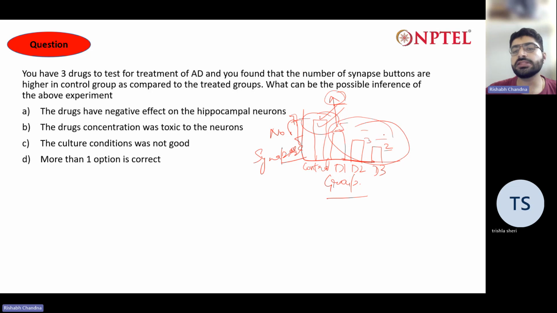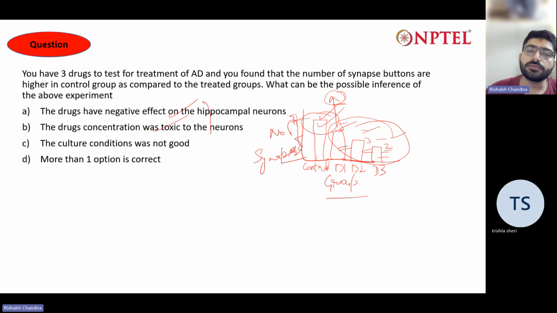So what can be the reason? The drugs might be causing some negative effect on the neurons, or they might be toxic to the neurons. That's why the neurons are dying when we apply those drugs. Or secondly, they can be apoptotic to the neurons. So when we add these drugs to the cell culture system, they are basically apoptotic, and the cells are going into degradation. So yes, the drugs have a negative effect on the hippocampal neurons, or the drug concentration was toxic to the neurons.